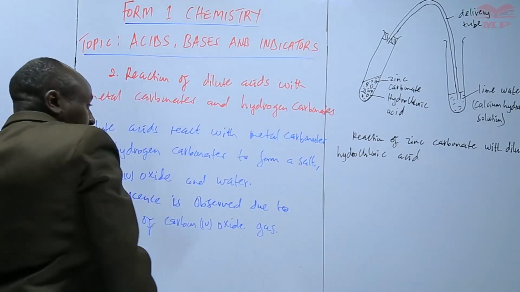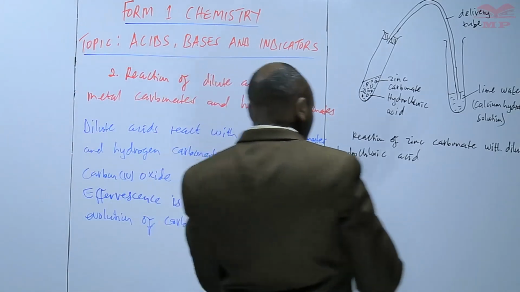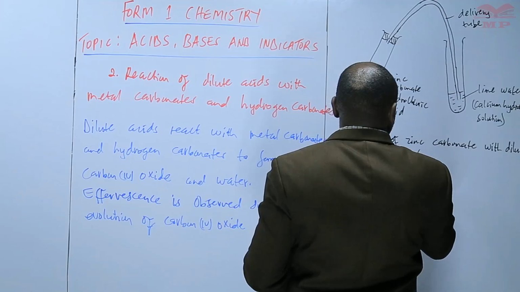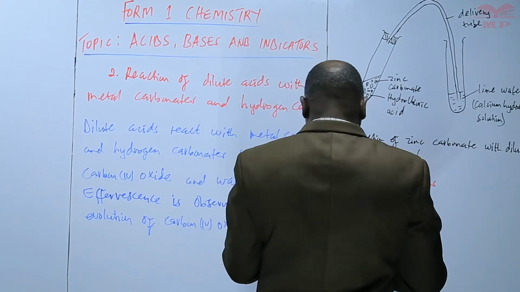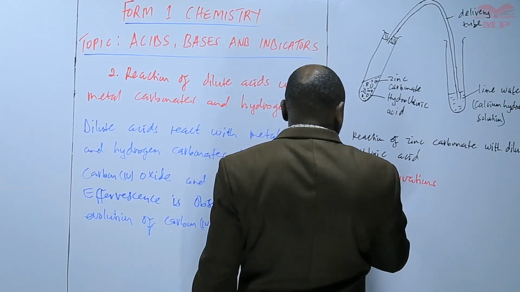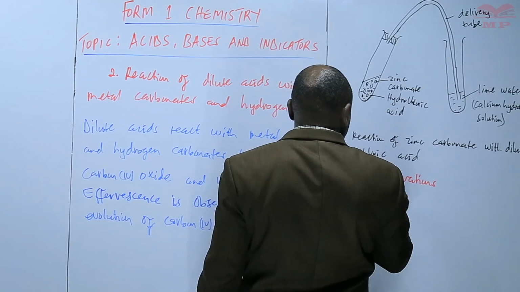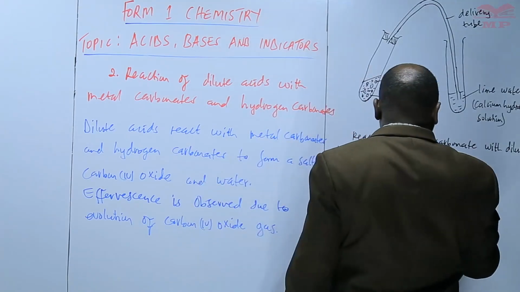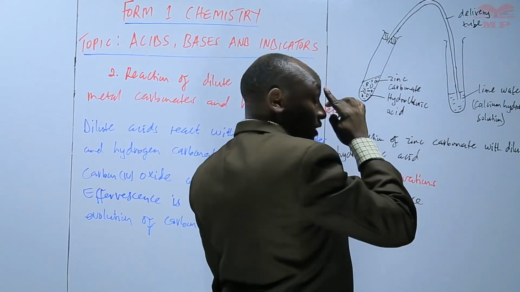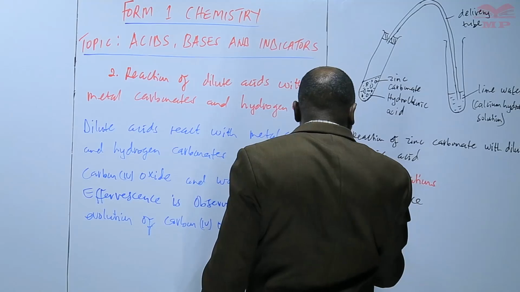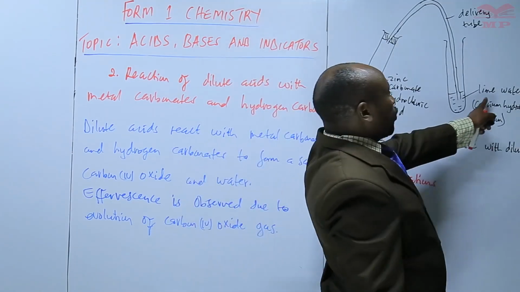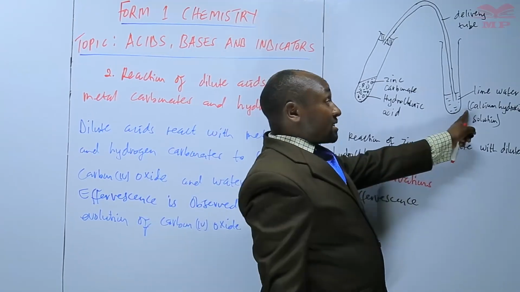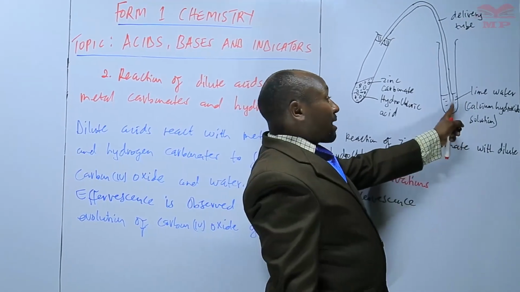So just to explain here, we can say that observations: one, there will be effervescence, bubbling, and this is due to evolution of carbon 4 oxide. And number two, the lime water or the calcium hydroxide solution forms a white precipitate. It becomes white from colorless.